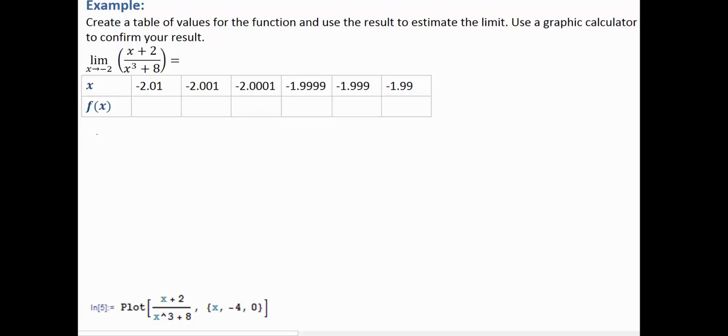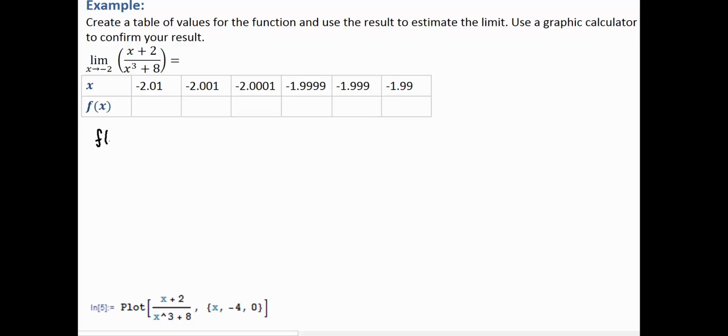Okay, so again, if you plug x equals negative 2 in your function, you're going to have negative 2 plus 2, 0 in the numerator, and then negative 2 cubed, that's going to be negative 8 plus 8, 0 in the denominator. So we're going to have 0 in the numerator and 0 in the denominator. We're in a similar situation as what we had in the first example. So we'll evaluate the numbers, and this will point out the possibility of the limit actually existing. Anyways, let's plug in some numbers.